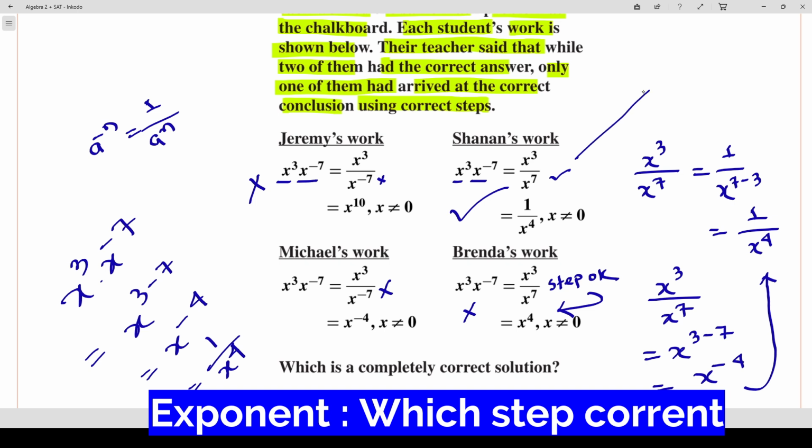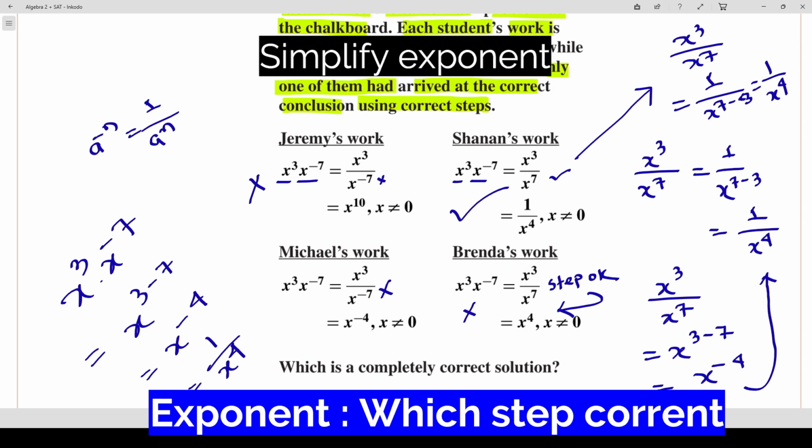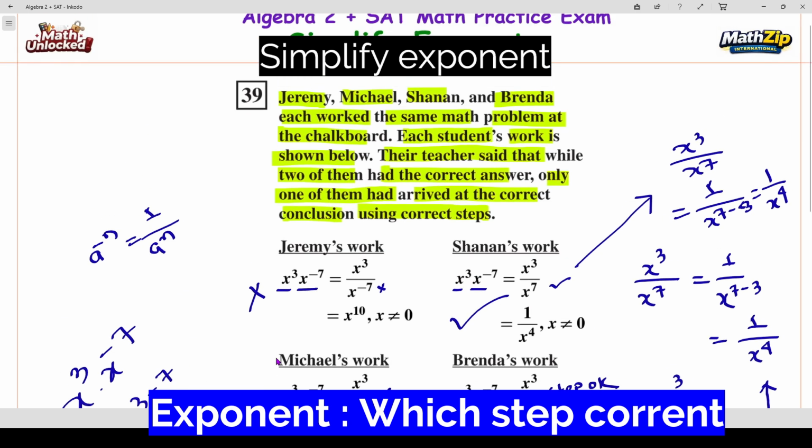Or we can write x to the power 3 divided by x to the power 7, and finally 1 divided by x to the power 7 minus 3. So 1 divided by x to the power 4. This is our best one. So Shannon's work is totally perfect. His steps and conclusion, everything is perfect. So he or she is right.